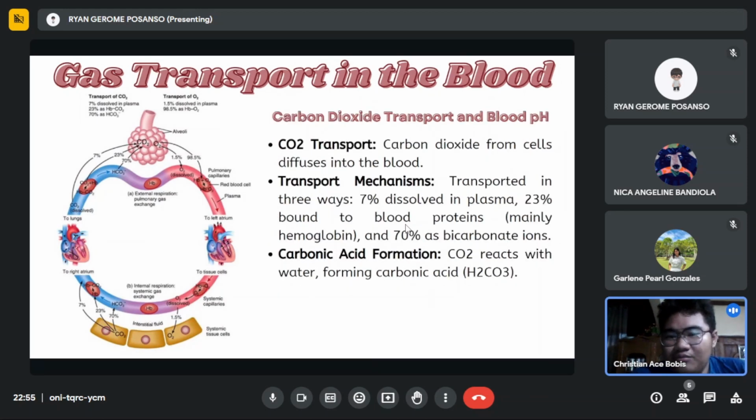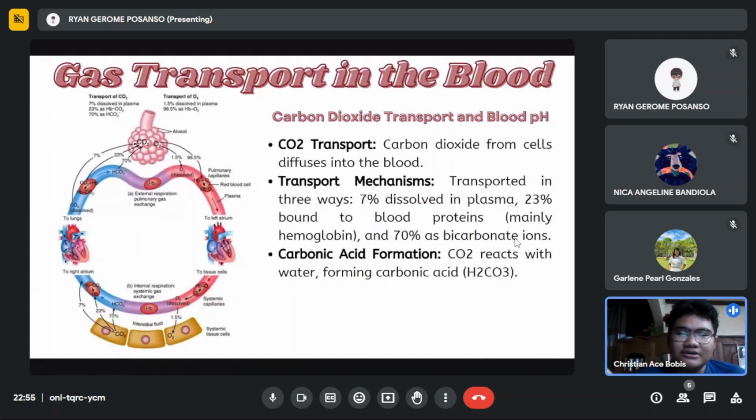Next subject would be carbon dioxide transport and blood pH. Based on the book, carbon dioxide transport: the carbon dioxide generated in the cells diffuses into the bloodstream, initiating the process of carbon dioxide transport from the tissues to the lungs for elimination. This movement is essential for maintaining a balance in the levels of carbon dioxide, a byproduct of cellular metabolism within the body.